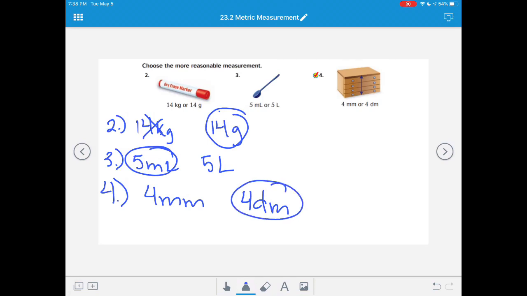4 decimeters would be much more appropriate. Millimeters are very, very tiny units of measurement.